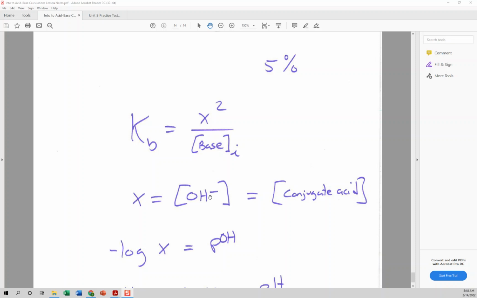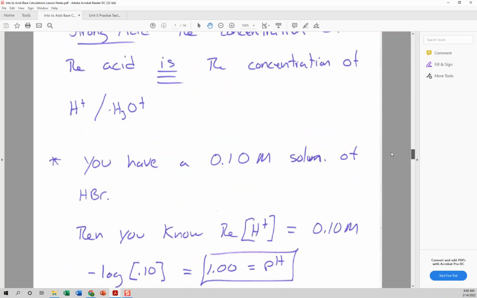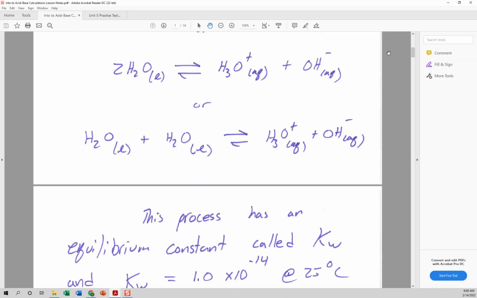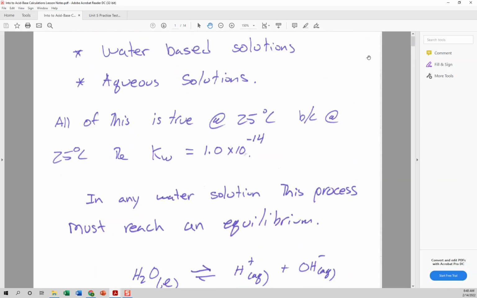But X equals the hydroxide ion concentration, so the negative log of X in this case does not equal the pH, it equals the pOH. But a lot of times you're asked for the pH instead of the pOH, so we do 14 minus the negative log of X. So 14 minus the pOH would give us our pH. I know that's a lot, but essentially if you understand this, then you'll be able to really roll with all the calculations we end up doing for the rest of this unit.